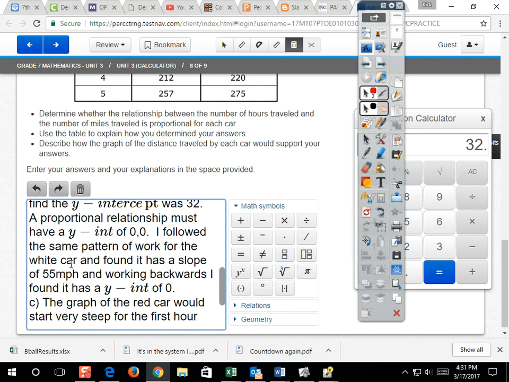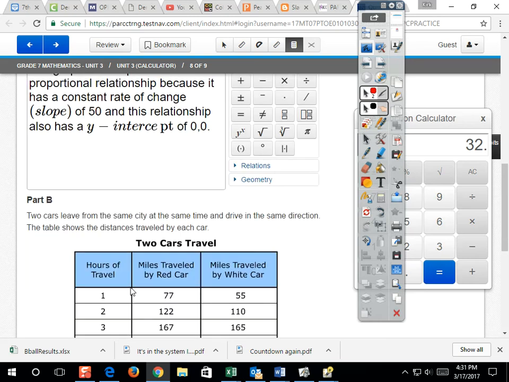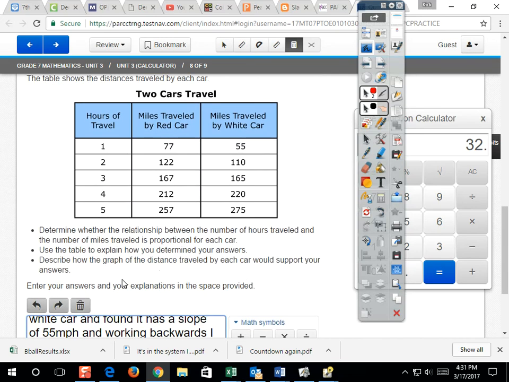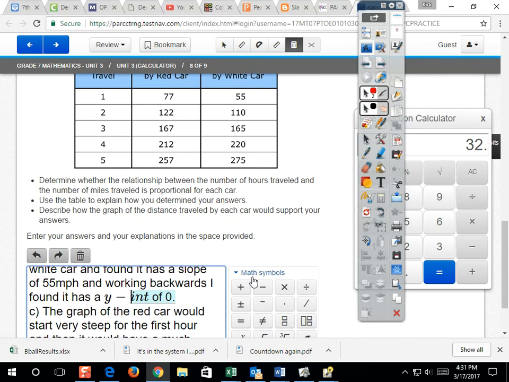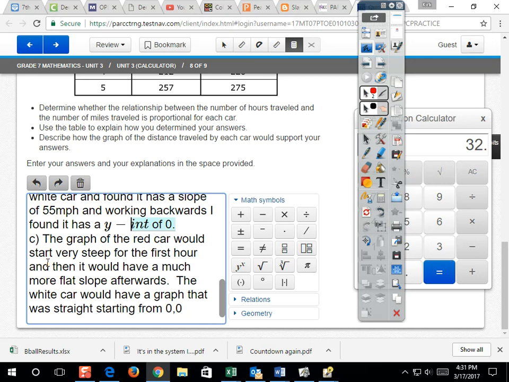I followed the same pattern of work for the white car, found it had a slope of 55 miles per hour, and then working backwards found the y-intercept of 0. That is proportional. Finally, the last question, describe how the graph of the distance traveled for each car would support your answer. The graph of the red car would start very steep for the first hour, and then it would have a much more flat slope afterwards. The white car would have a graph that was a straight line starting at (0, 0).